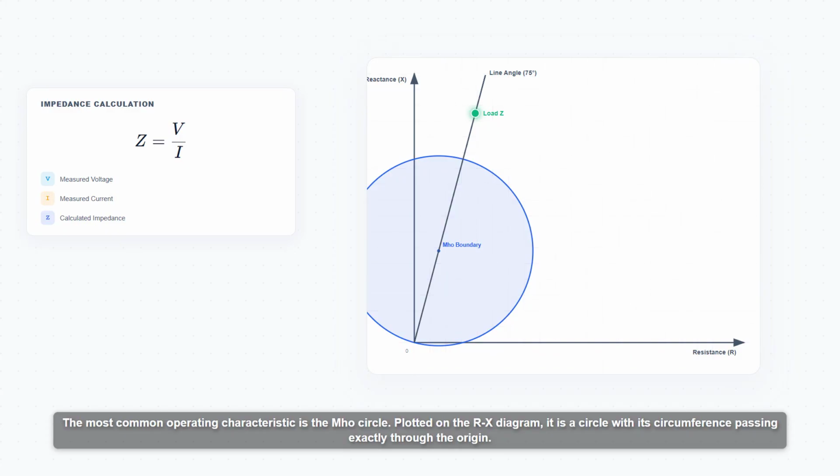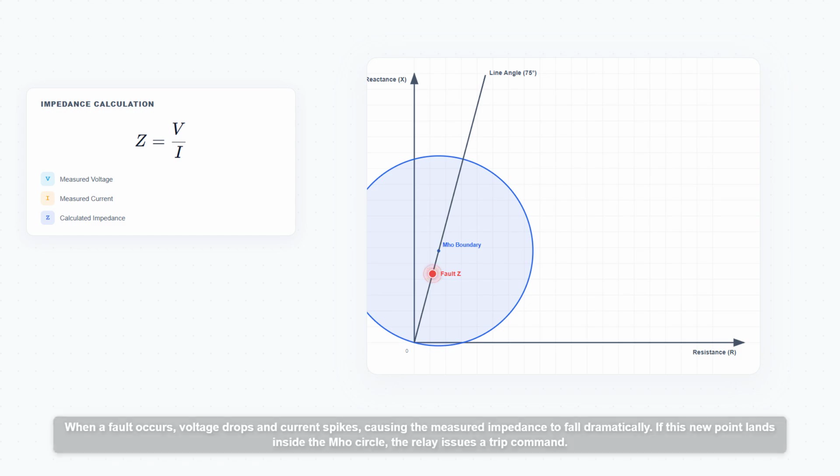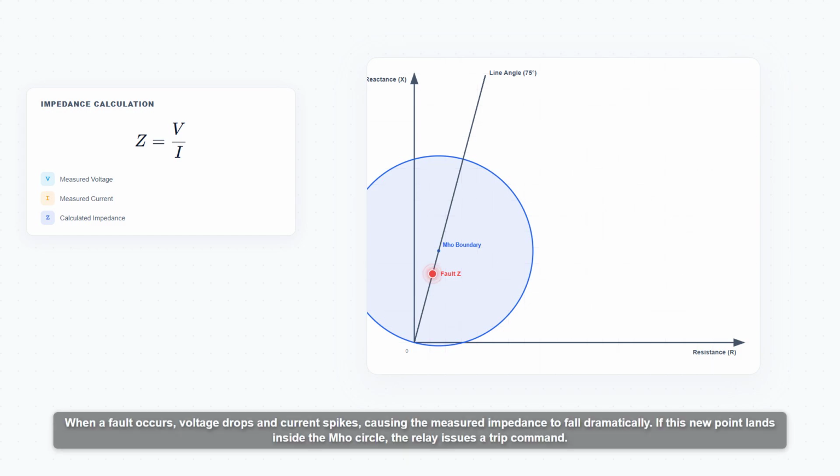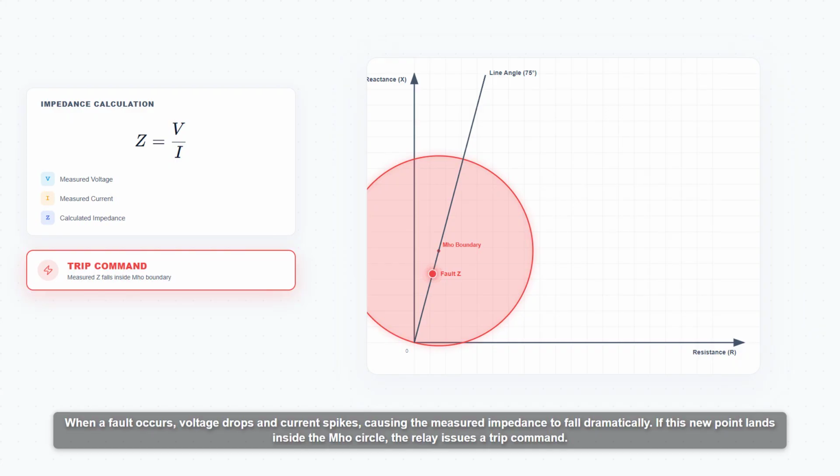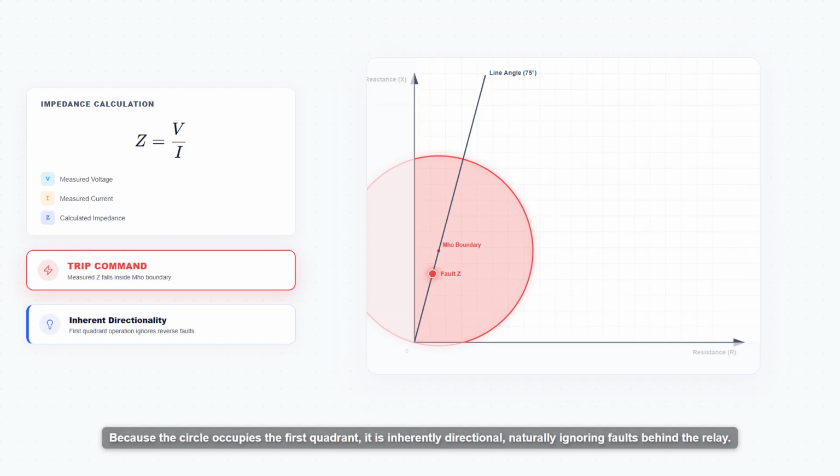Plotted on the RX diagram, it is a circle with its circumference passing exactly through the origin. When a fault occurs, voltage drops and current spikes, causing the measured impedance to fall dramatically. If this new point lands inside the mho circle, the relay issues a trip command. Because the circle occupies the first quadrant, it is inherently directional, naturally ignoring faults behind the relay.